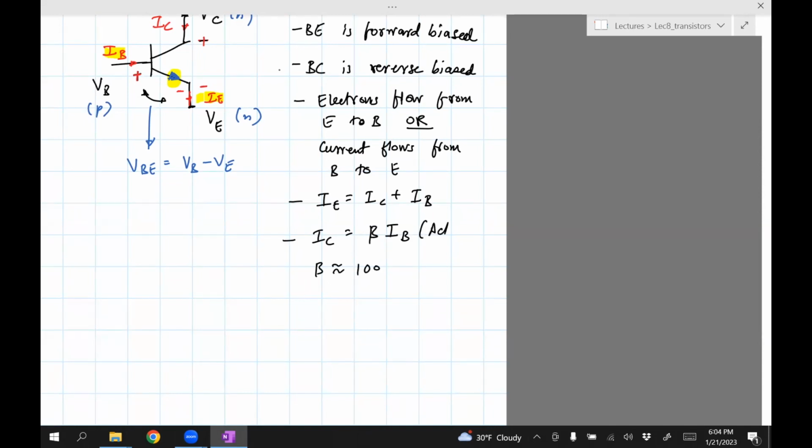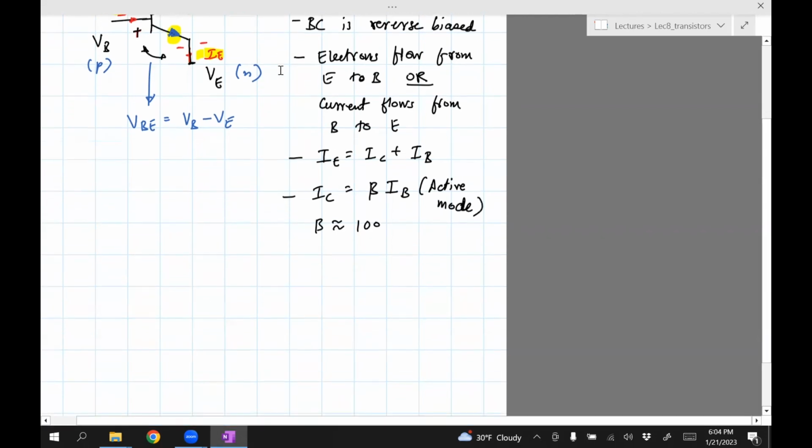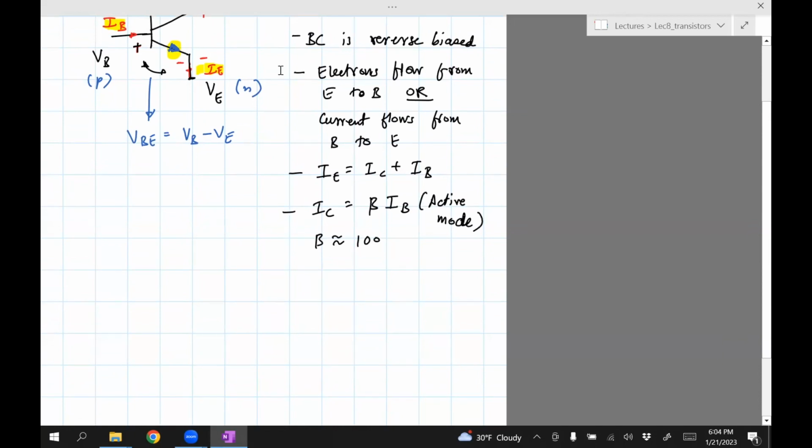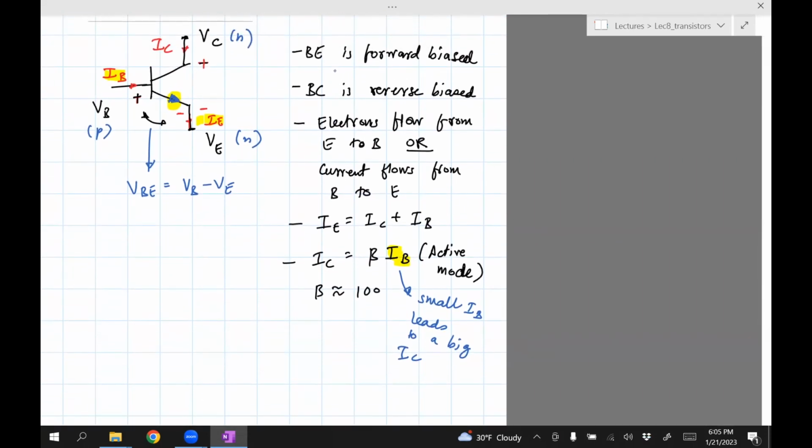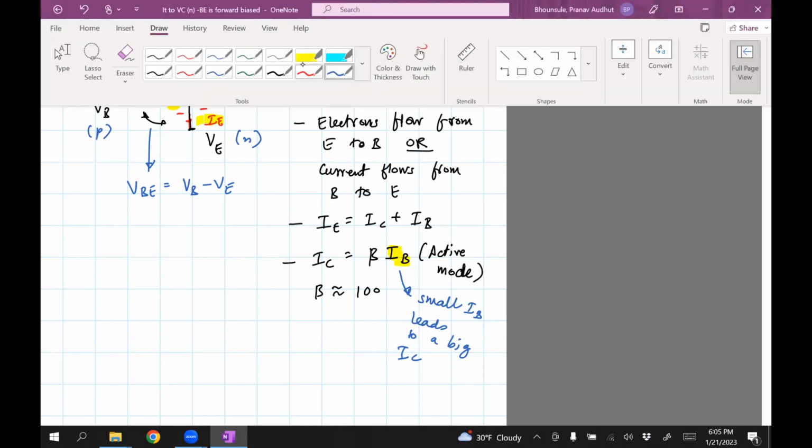Now this happens in a certain mode called the active mode. And we'll talk about the active mode in a bit. But what's happening in the active mode is that a small flow IB leads to a big IC. So the collector current is 100 times the current in the base, and this is how the BJT can be used for control.